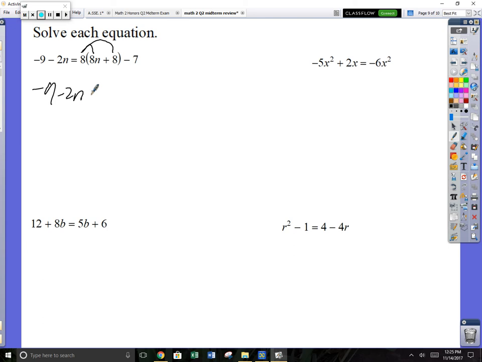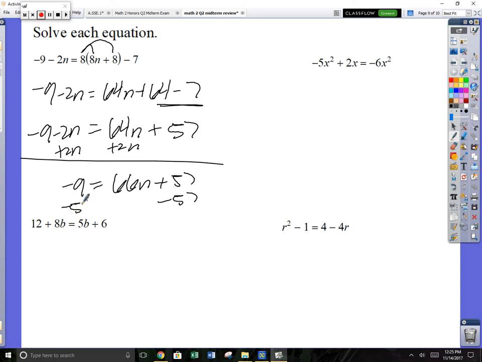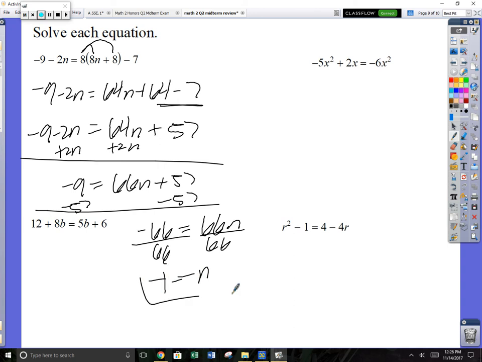So you got minus 9 minus 2n equals 64n plus 64 minus 7. So these are like terms, you can combine those. 64 minus 7, 64n plus 57, and then on the left you've got a minus 9 minus 2n. And then you just kind of cops and robbers, so I'm going to go plus 2n, plus 2n. So I got a minus 9 equals 66n plus 57. So I'm going to minus the 57, minus the 57. A minus 9 and a minus 57 is a minus 66 equals 66n. Divide by 66, divide by 66, n equals a negative 1. So that's a linear equation.